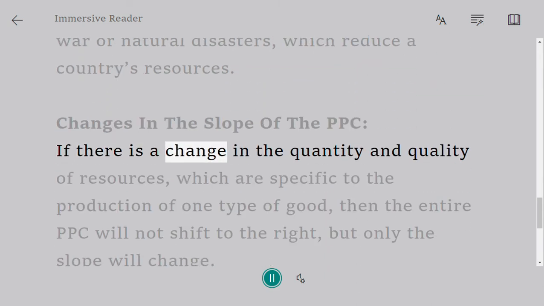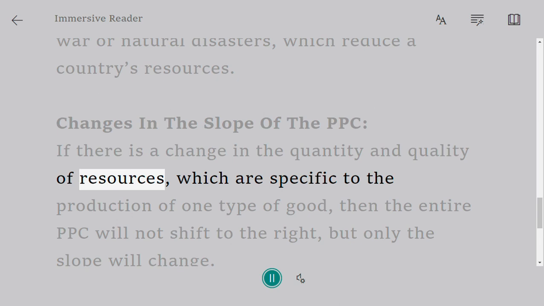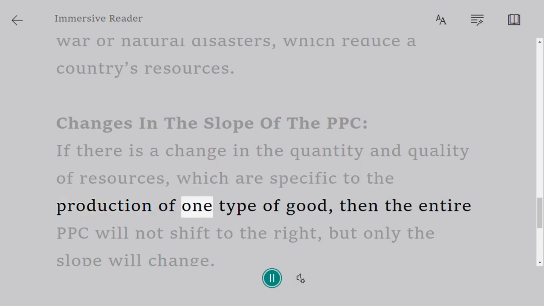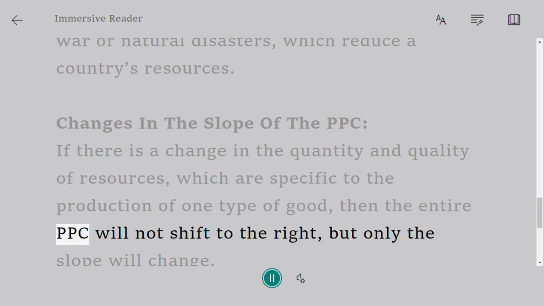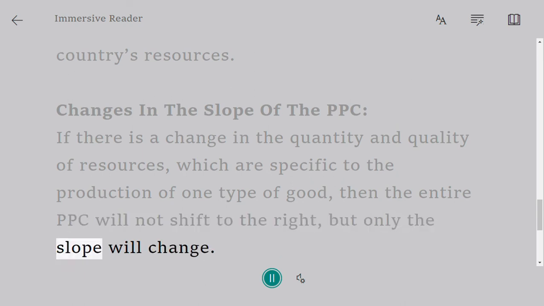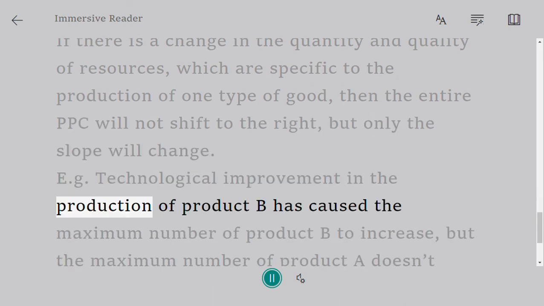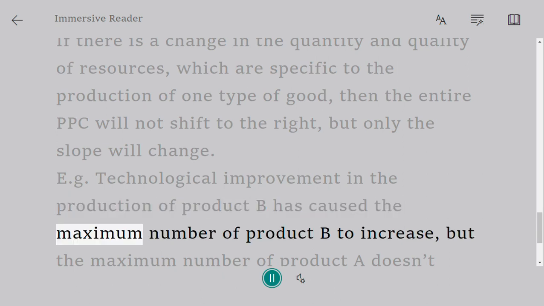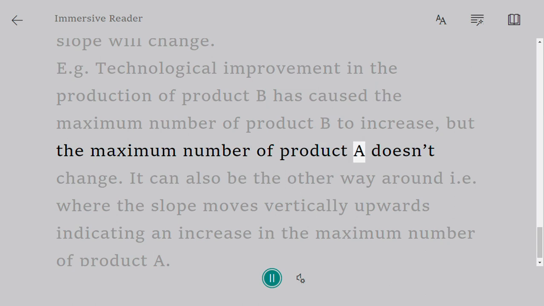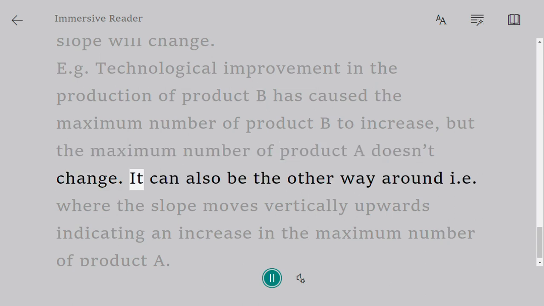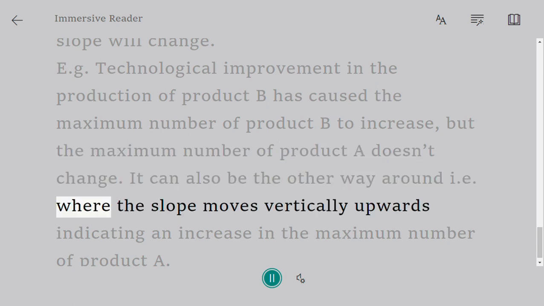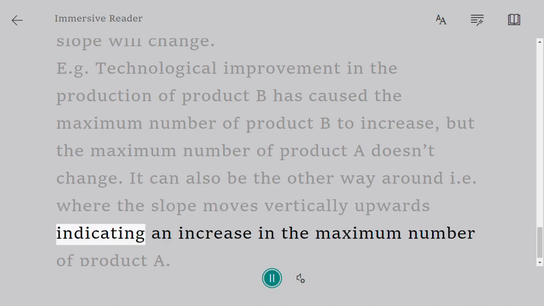If there is a change in the quantity and quality of resources, which are specific to the production of one type of good, then the entire PPC will not shift to the right, but only the slope will change. E.g. technological improvement in the production of product B has caused the maximum number of product B to increase, but the maximum number of product A doesn't change. It can also be the other way around, i.e. where the slope moves vertically upwards, indicating an increase in the maximum number of product A.